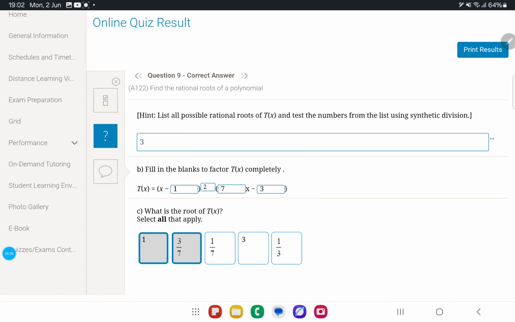Now, for C, what is the root of t(x)? Okay, so what we found, 1 and 3 over 7. These are the roots we found.